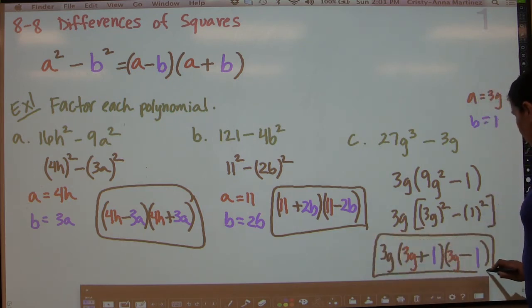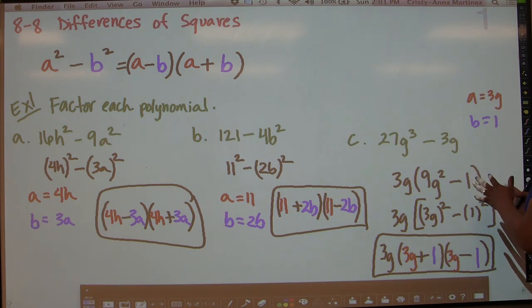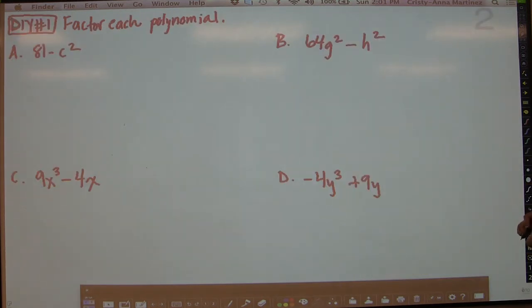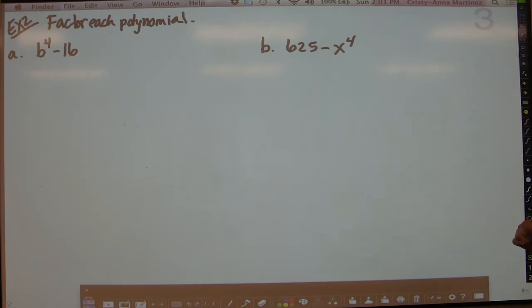And that will be our final. So sometimes you actually have to factor something out before you can actually apply the difference of two squares. So I hope that makes sense. So you're going to try these 4 examples, and then we're going to do some more with this.